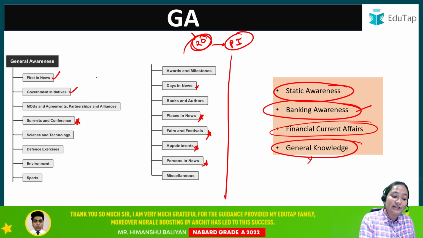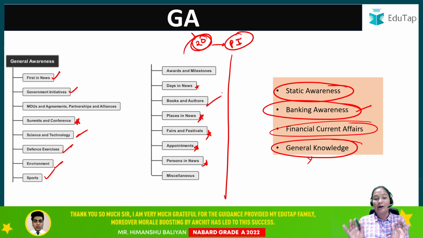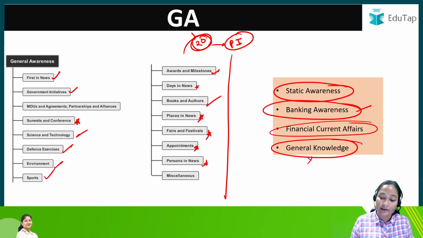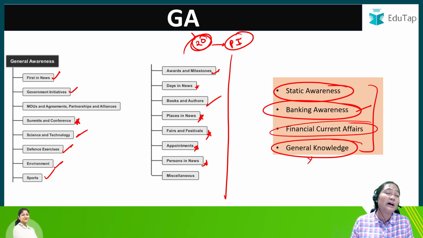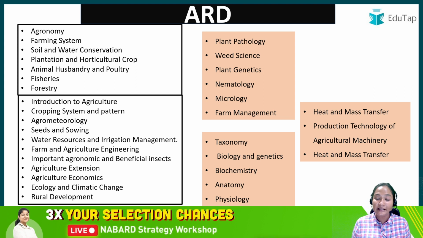But the rest you should do at high priority: first in India, government initiatives, defense exercises, environment, sports, technology, books and authors, and also awards. These are the topics you should do at high priority. Then go accordingly and do the other topics. If you have time, do them; if you don't have time, avoid them, no problem. Then coming to the ARD.